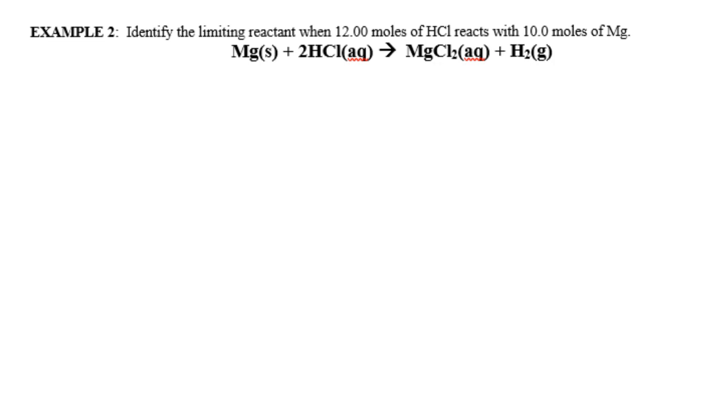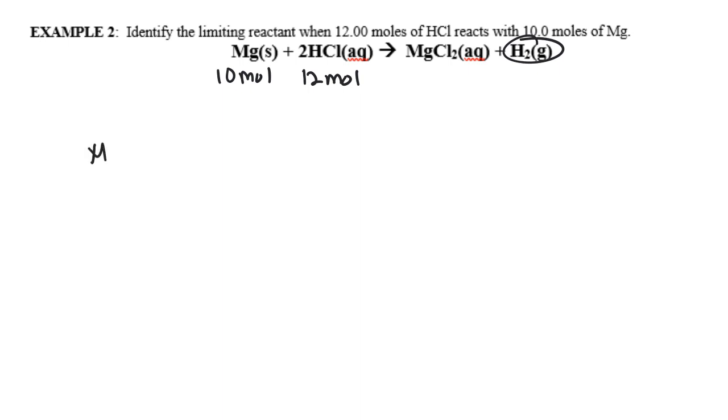Second example: identify the limiting reactant when 12 moles of HCl reacts with 10 moles of magnesium. This is a limiting reactant problem because it asks what the limiting reactant is, and we have 12 moles of HCl and 10 moles of magnesium. What we need to do is figure out how much of a product we can get from each reactant. Let's use hydrogen, though you could use the magnesium chloride, it really doesn't matter.